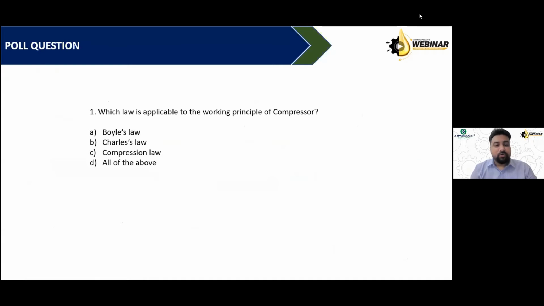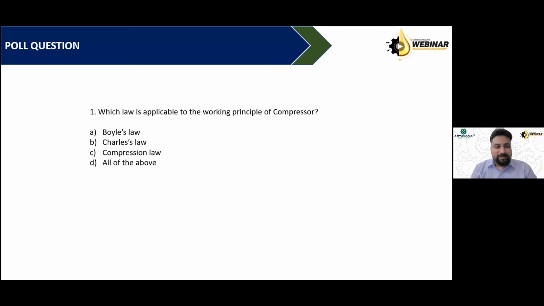Now here's a poll question for us. The poll question says, which law of physics or physical science is applicable to the working principle of the compressor? Is it Boyle's law or Charles law or compression law or all of the above? Probably you'll all have to recall your basic physics and give the answer of this poll.